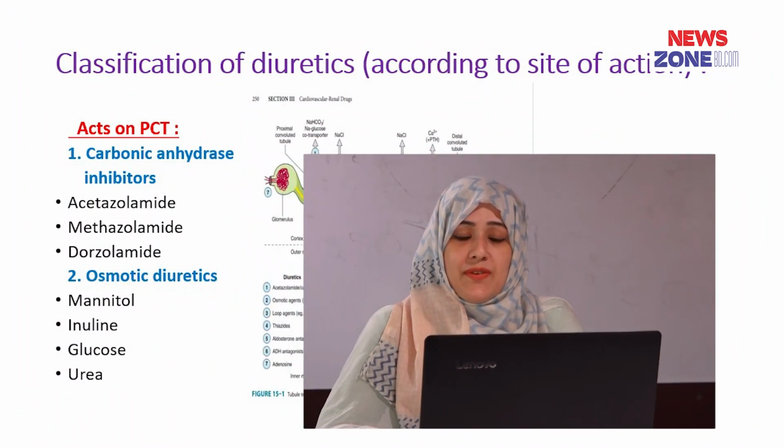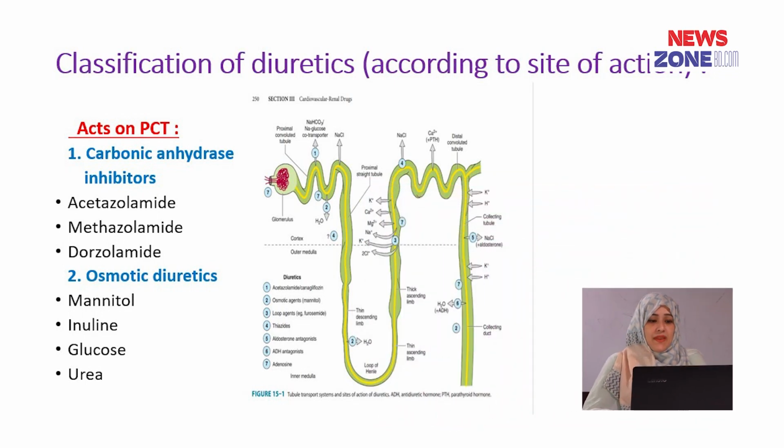Today I am going to discuss an important topic about diuretics. What are diuretics? The definition of diuretics is the drugs which cause diuresis. What is diuresis? It is the excretion of lots of electrolytes along with a lot of water. Now, what are the classifications of diuretics?